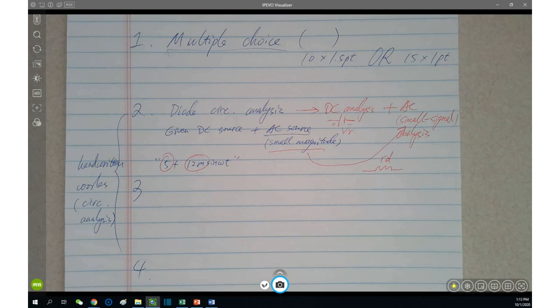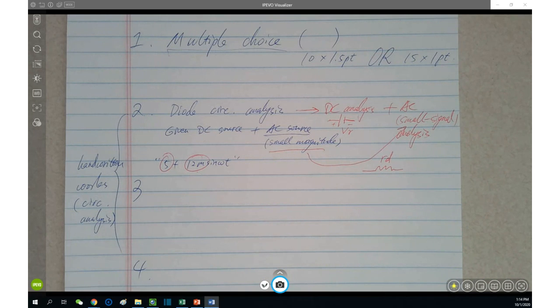Being clear, this is one of the calculation problems. And when you do it, first of all, you need to correctly identify this problem. This is a DC analysis plus a small signal analysis. You need to be very clear, correctly identify that circuit, and think of the corresponding knowledge and the examples we have done before. This is one calculation problem.